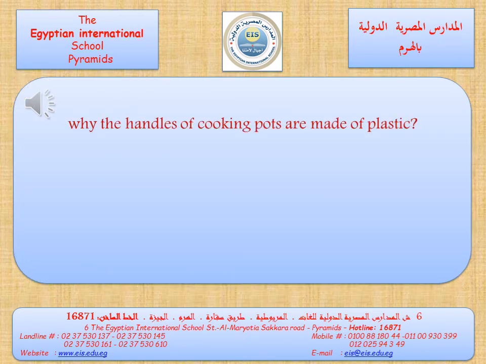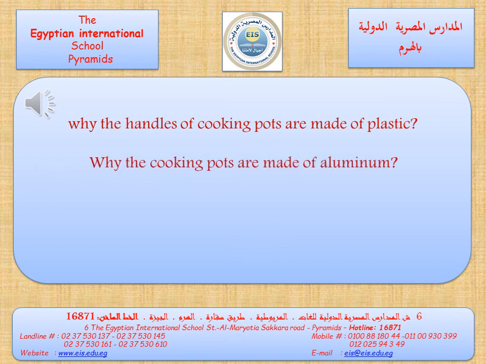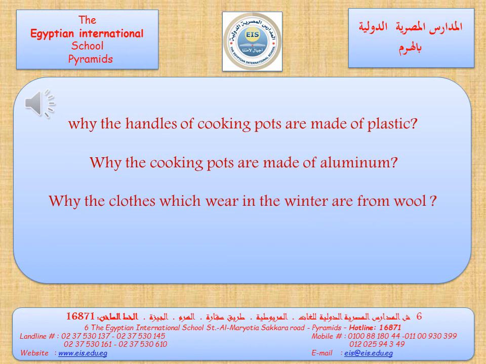Give reason why the handles of cooking pots are made of plastic. The answer: because plastic is a heat insulator that doesn't let the heat flow through. Another question: why are cooking pots or electric irons made of aluminium? The answer: because aluminium is a heat conductor, so it lets the heat flow through. Another question: why are the clothes that we wear in winter made of wool? The answer: because wool is a heat insulator, so it doesn't let heat flow through and prevents the leakage of heat and keeps our body warm.